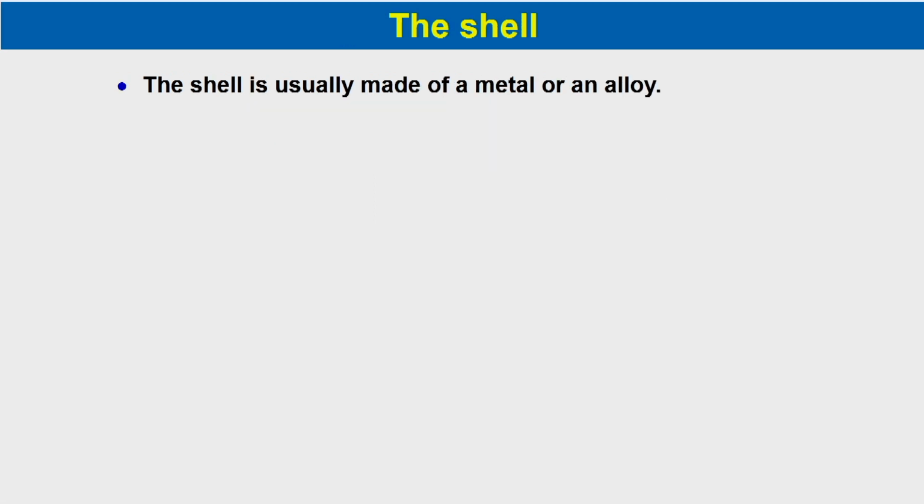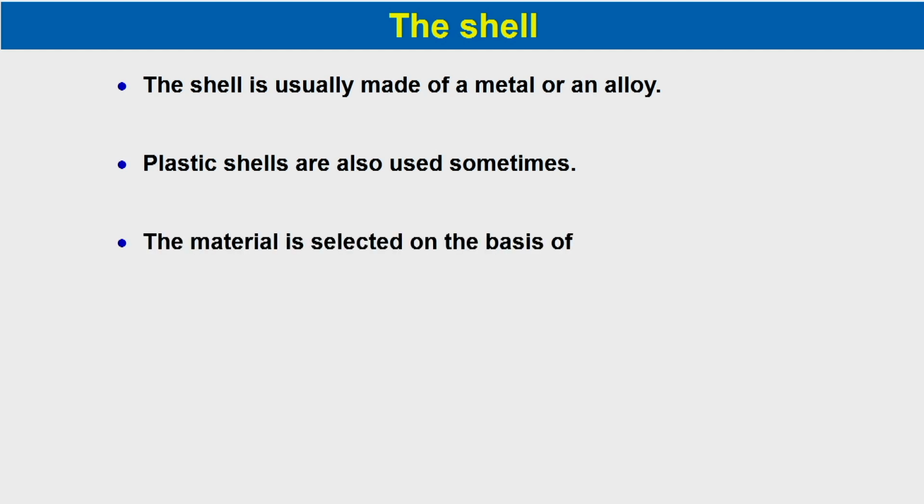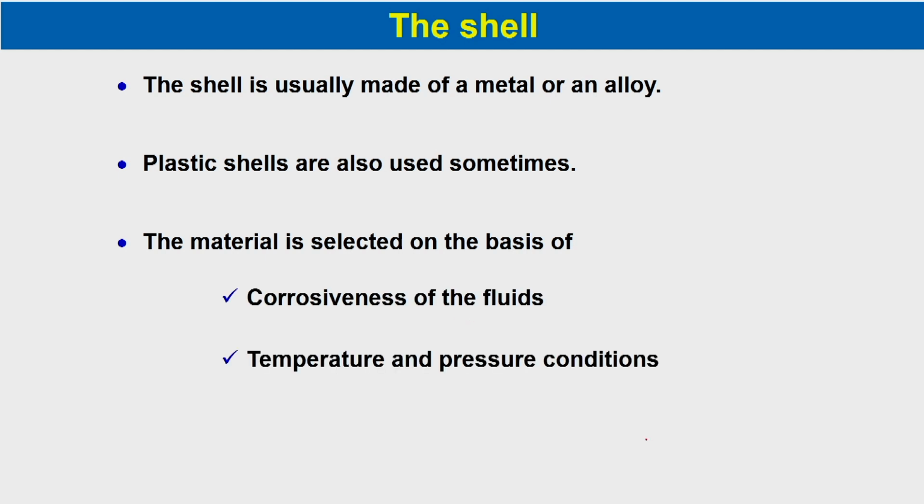The shell is usually made of metals or an alloy. The materials of construction, we will learn in another course or another subject. So, here we will mostly just highlight what the materials used are. Plastic shells are also used sometimes. The material is selected on the basis of corrosiveness of the fluid, temperature and pressure conditions, and the cost. So, based on these three factors the materials are selected, and which are usually among the plastics, metals or alloys.